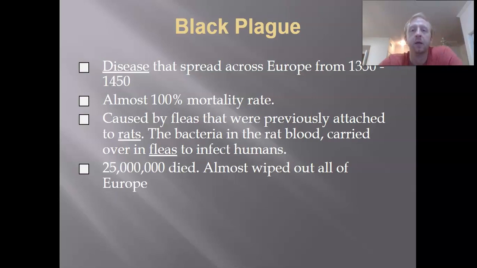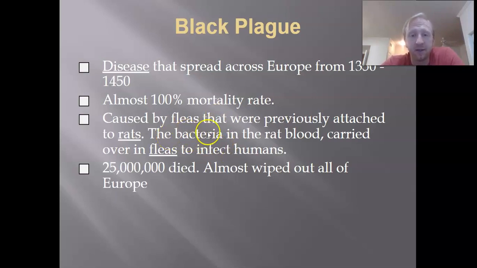Okay, so the Black Plague. All right, this is a disease that spreads across Europe, 1350 to 1450. Guess who brought it over? The Mongolians. Okay, almost a 100% mortality rate. That's not quite true. I don't know why that's in there. If it had a 100% mortality rate, that'd be a lot.